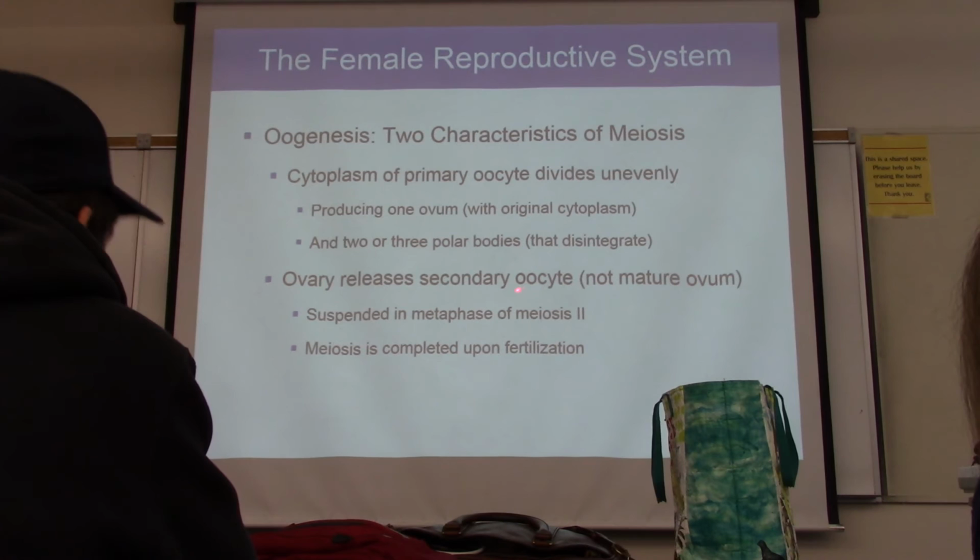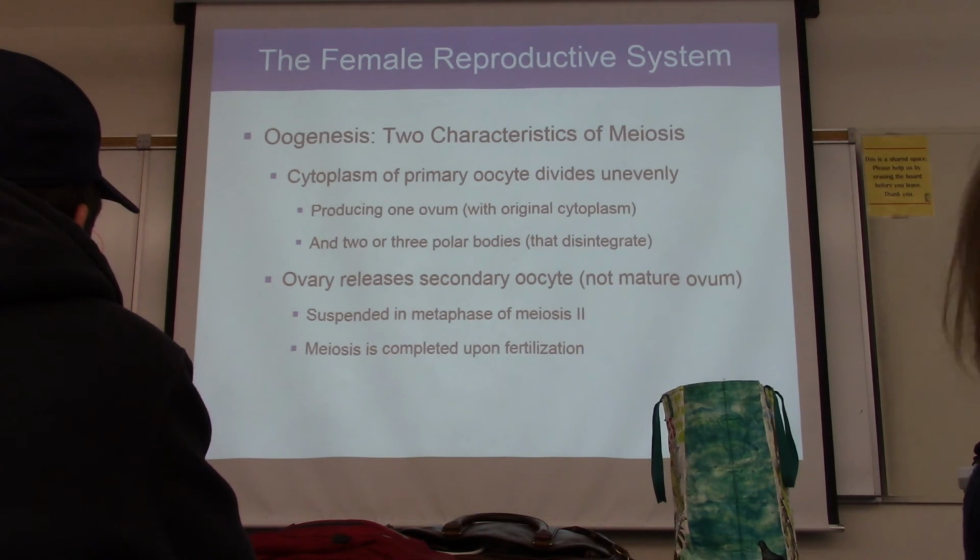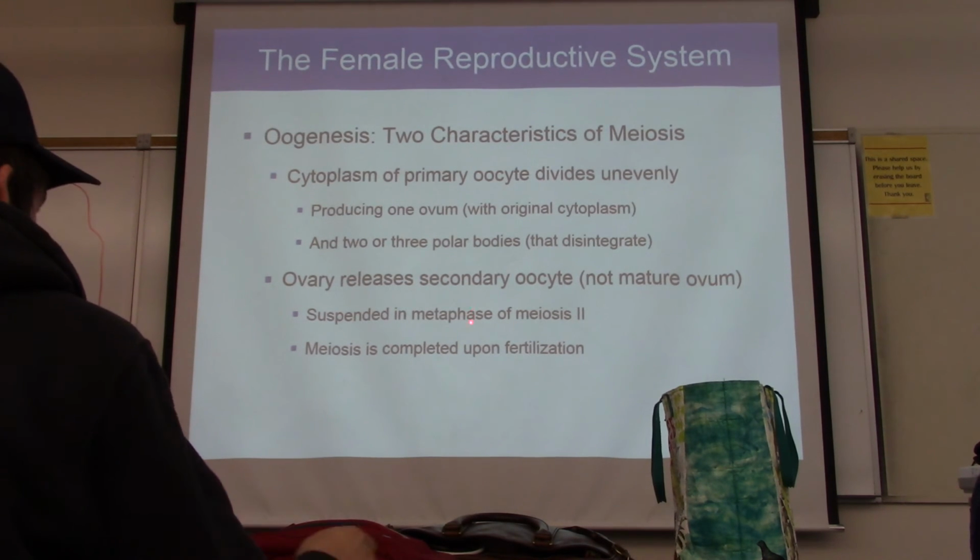The ovary releases a secondary oocyte. In other words, that is the stage at which you ovulate. It is not a mature ovum. It is not ready to be fertilized. It is not even haploid at that point. It is just a secondary oocyte. And that will be a question somewhere. At what stage is the egg when it gets ovulated? And the answer is secondary oocyte.